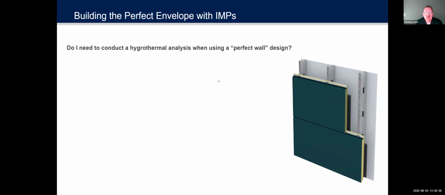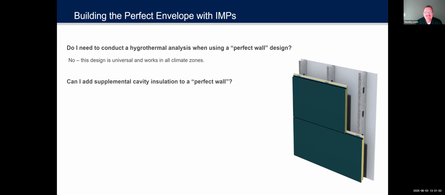Okay, do I need a hygrothermal analysis when using a perfect wall design, using an insulated panel? So what is a hygrothermal analysis? It's an analysis of how the moisture is dealt with inside the building. So the design is universal and works in all climate zones. We're not worried about should the vapor layer be outside the insulation or inside the insulation, that sort of thing, because the insulated panel is one component. We're not worried about the components being stacked in different directions. So we don't have to do a hygrothermal analysis if we're using an insulated panel.